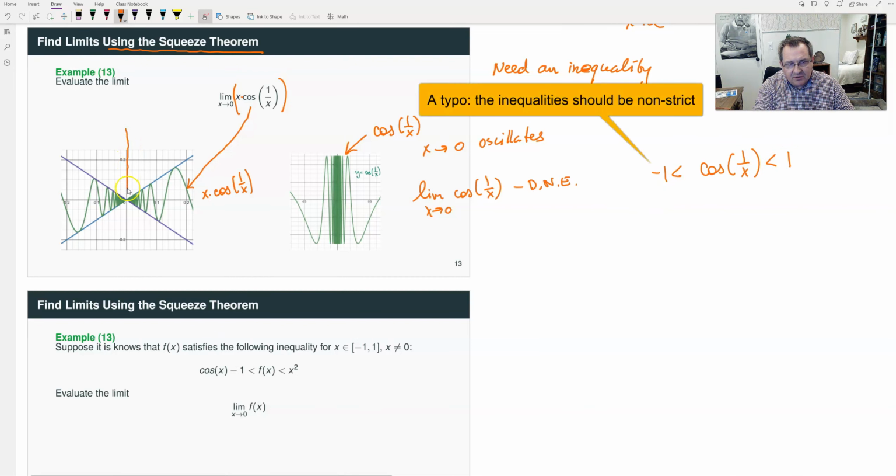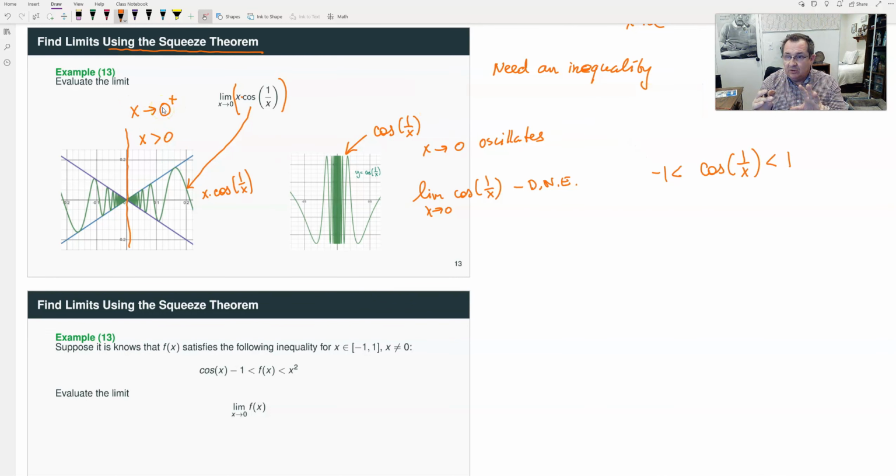And let us just focus for the time being on values of x strictly greater than 0. So we will look at the limit as x approaches 0 from the right. So we will only look for a one-sided limit. Okay, let's start with a one-sided limit. The squeeze theorem holds for one-sided limits too. I forgot to mention that, but it does.